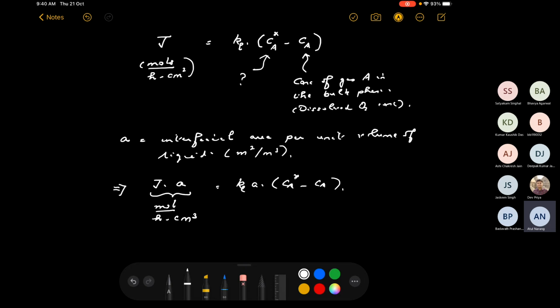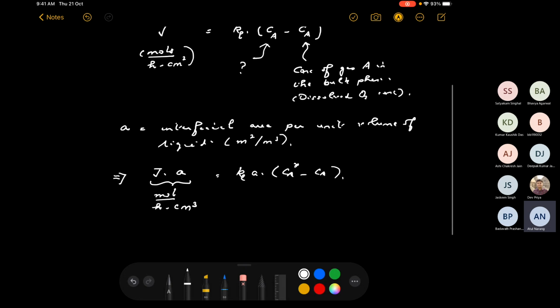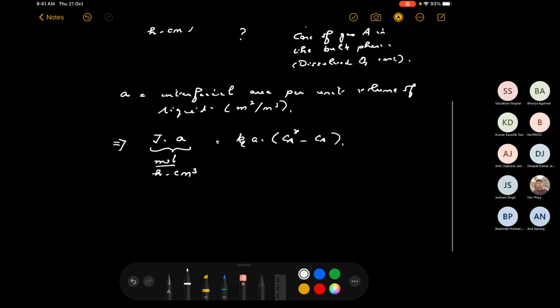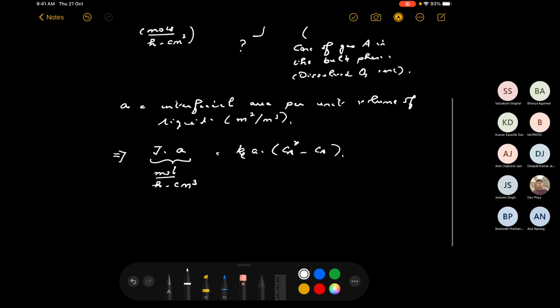So this is going to give you the moles that are transferred per hour, the rate at which oxygen is transferred per unit volume of the liquid in the reactor. This expression will play a very important role when we set up the mass balances for oxygen. So this is what we are after.